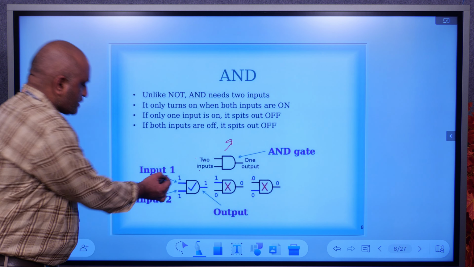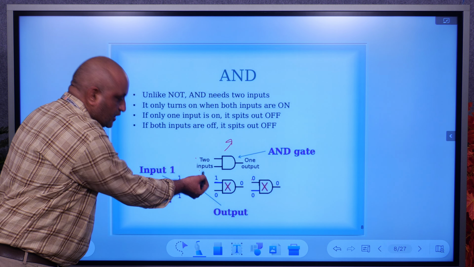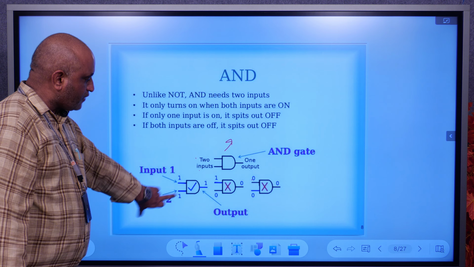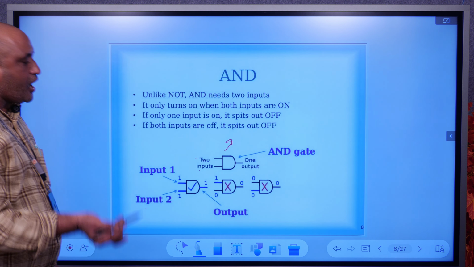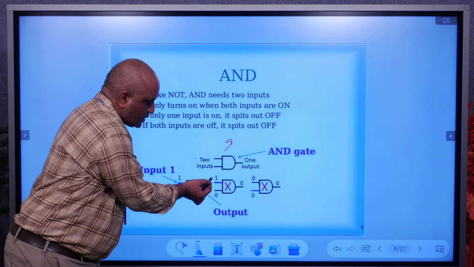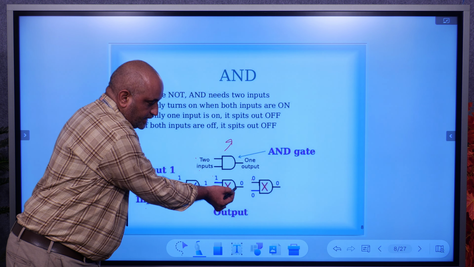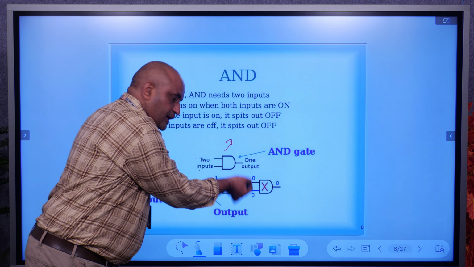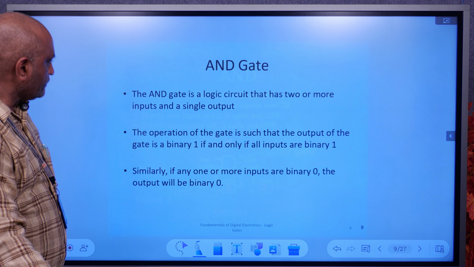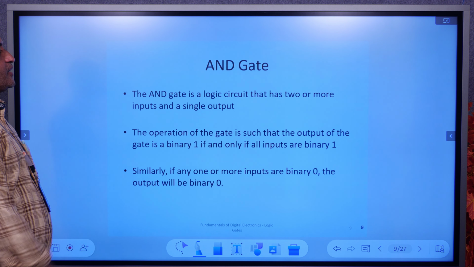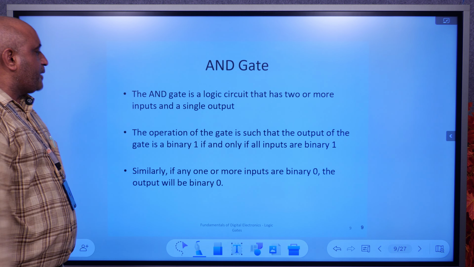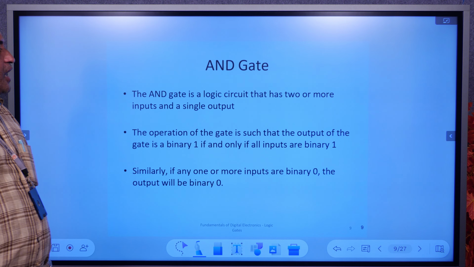In the AND gate, if both inputs are 1s, you get the output 1. Input 1 and input 2 both being 1, the output is 1. If any one is 0 or both are 0, you get the output 0. If the input is 1 and 0, the output is 0. If both inputs are 0s, the output is 0. These are the AND gate. The AND gate, a logic circuit, has two or more inputs and a single output. The output of the gate is binary 1 only if all inputs are binary 1.